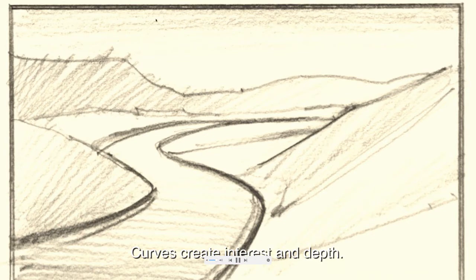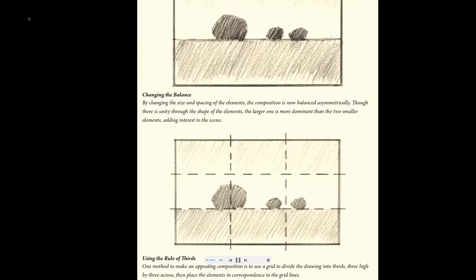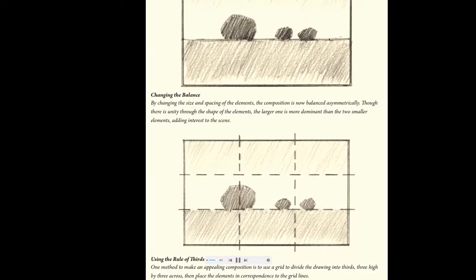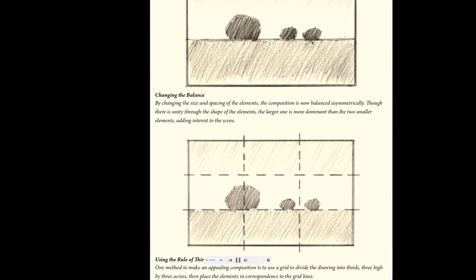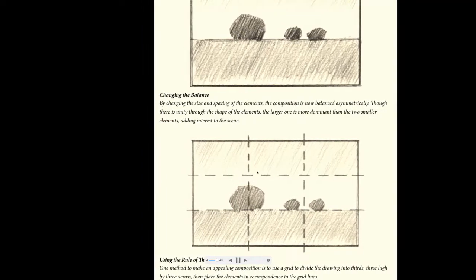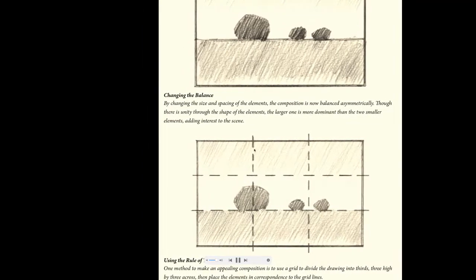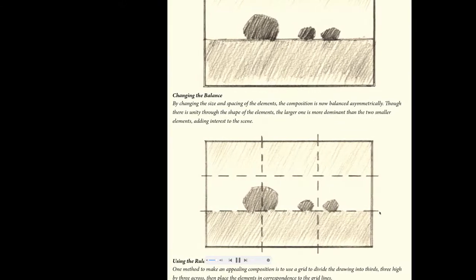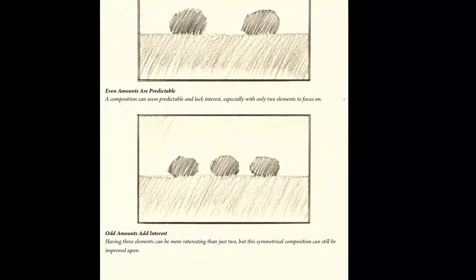Sometimes it's helpful to put a border around the inside of your paper so you don't have to draw all the way to the edge. The top one, the balance is in the middle. And the rule of thirds is if you put something interesting at the intersection of the third divisions, that's a good place to put it.